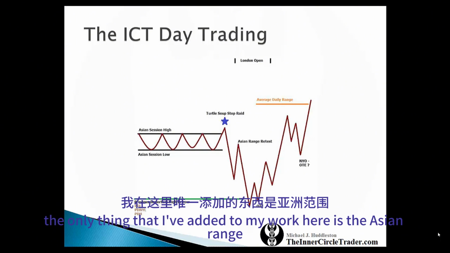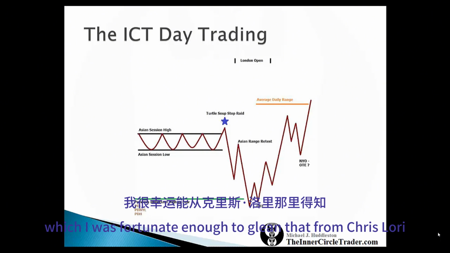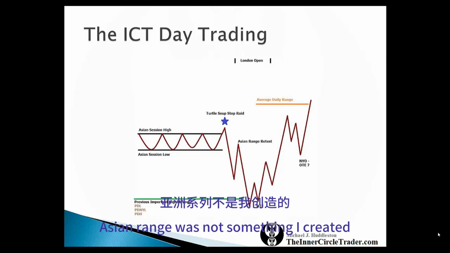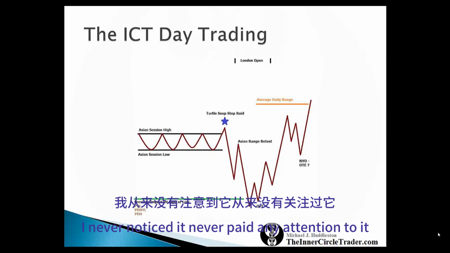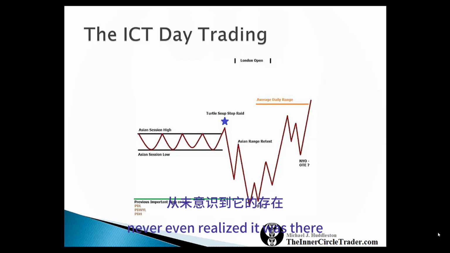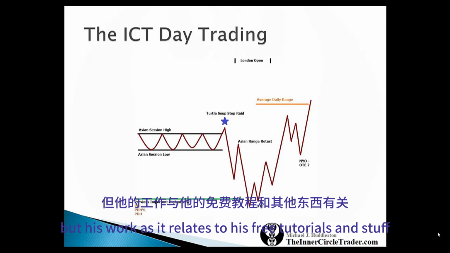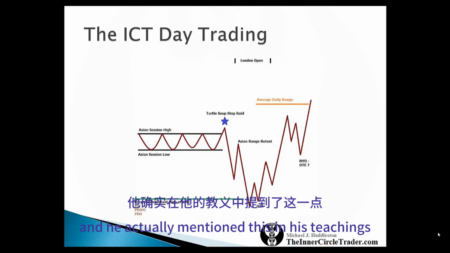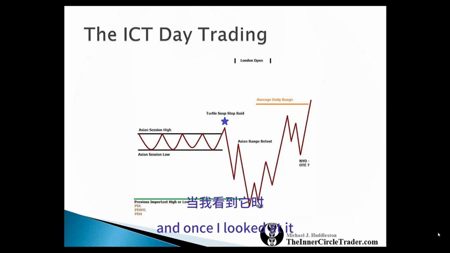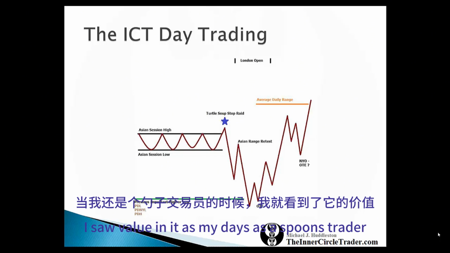Okay, the only thing that I've added to my work here is the Asian range, which I was fortunate enough to glean from Chris Laurie. The Asian range was not something I created. It's something that I employ because I saw value in it. I never noticed it, never paid any attention to it, never even realized it was there. But his work as it relates to his free tutorials and stuff you can get on chrislaurie.com, that website is loaded with all kinds of things, and he actually mentioned this in his teachings, and once I looked at it I saw value in it.